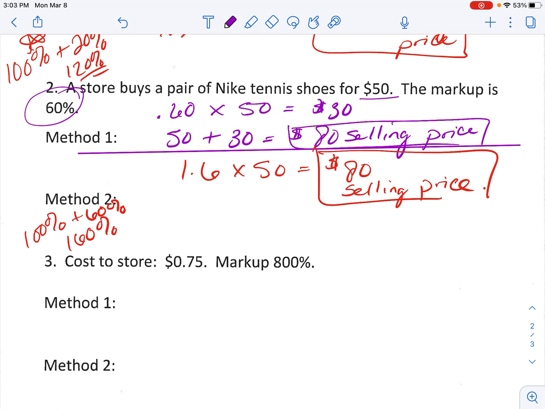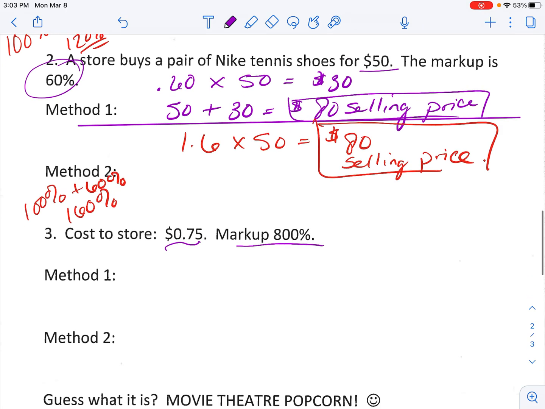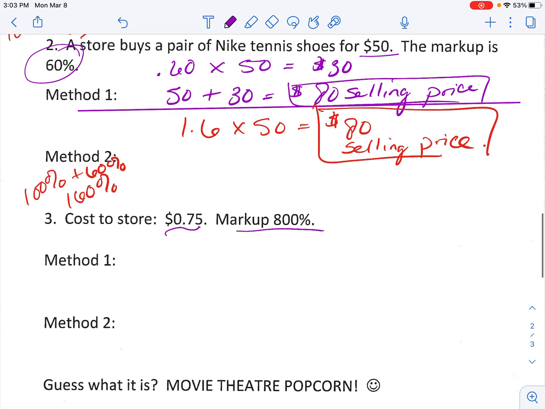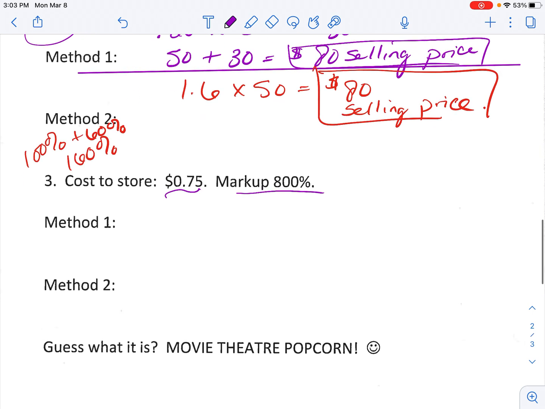Alrighty, and number 3, the cost to the store is 75 cents. The markup is 800%. Okay, this actually, I already showed it.